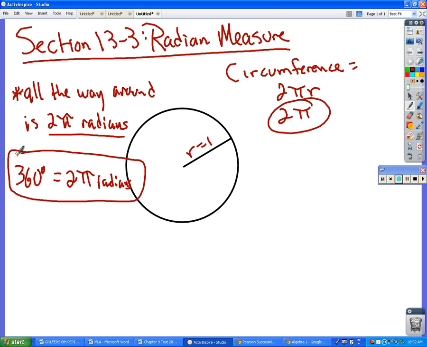Or more simply, pi radians equals 180 degrees. Because all the way around is 360 or 2 pi, halfway around is 180 or just pi. I need you to stay with me. This is the important foundation of a whole bunch of stuff here.